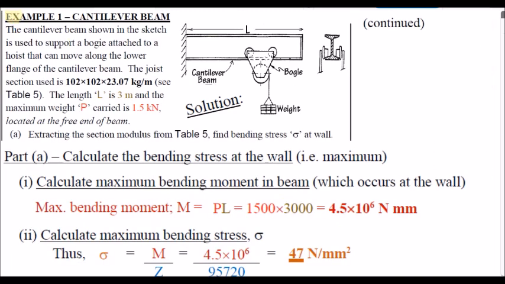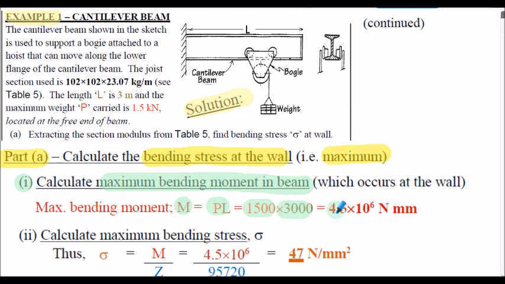So example 1, solution continued. So part A, we're asked to calculate the bending stress at the wall, which is of course the maximum bending stress in this case. So firstly here I've calculated the maximum bending moment in the beam at the wall. From our previous tables, the maximum bending moment in the cantilever beam is P multiplied by L. So in this case that's the 1500 newtons multiplied by 3000 millimeters. So 4.5 times 10 to the 6 newton millimeters is the maximum bending moment.